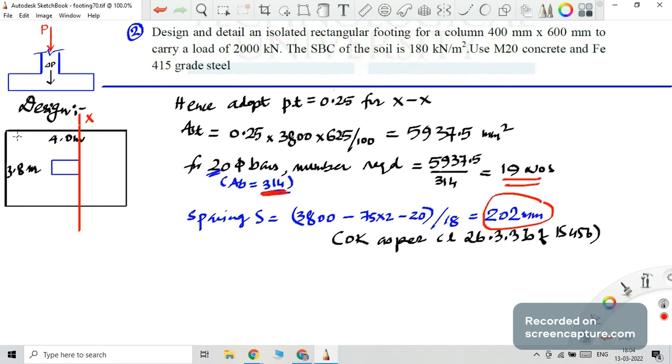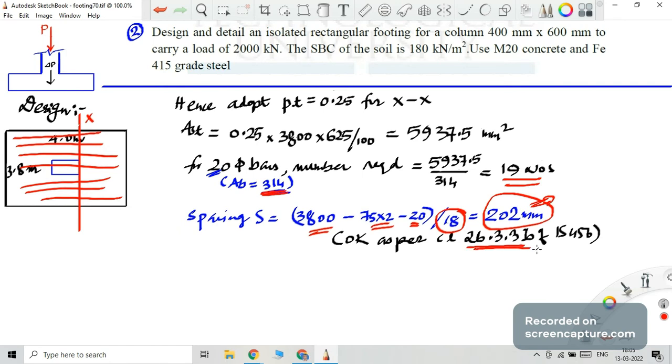That is, these 90 numbers are to be placed in a width of 3.8 meter minus cover minus half bar dia. So 20 by 2, 20 by 2. So it is 90 numbers, which means 89 spacings. So you get 202 mm as the spacing, and check that spacing as per clause 26.3.3 B of IS 456. You will get it is okay as per that.